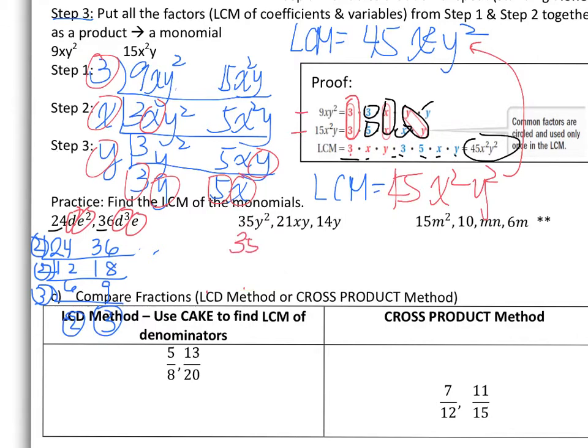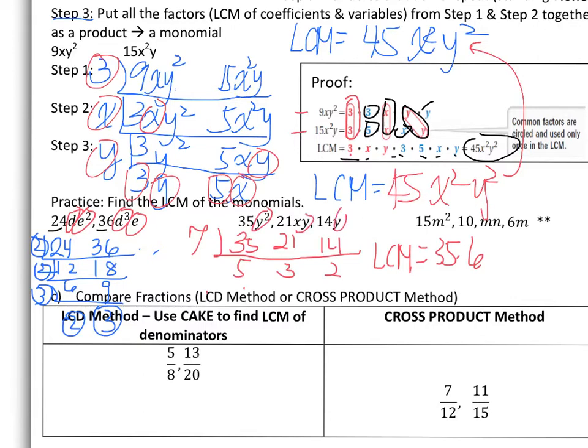35, 21, 14. I see that they share a 7. Factor 7. 7 times 5, 7 times 3, 7 times 2, and we stop here. So our LCM for this problem would be 35 times 6. And we have y squared, y, and y, we take y squared. And because x is alone, we need to keep it. So our final answer is 210xy squared.